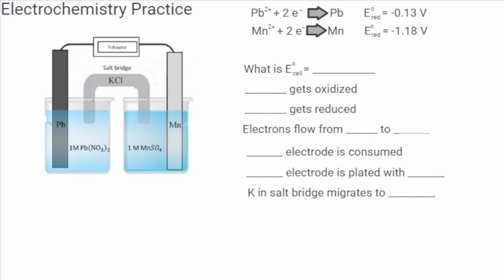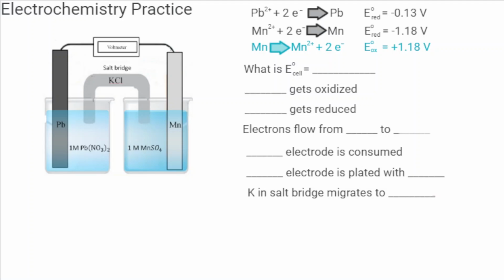So if we were to change the lower one, this would allow us to get a positive 1.18 volts. And that will allow us to figure out where our electrons are coming from. So if we go ahead and flip that reaction, we get manganese yielding manganese 2 plus and 2 electrons, with a standard oxidation potential of positive 1.18 volts.